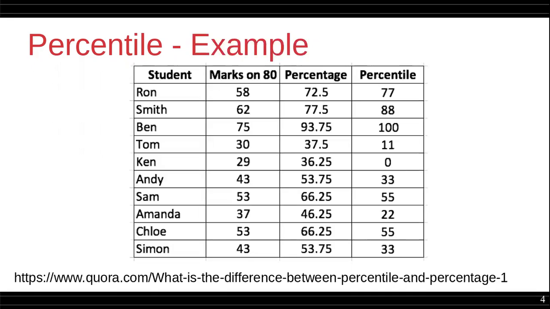Let's take the example of Ben. He has scored 75, so his percentile is 100%. That means 100% of the people are below him, so he is the topper.